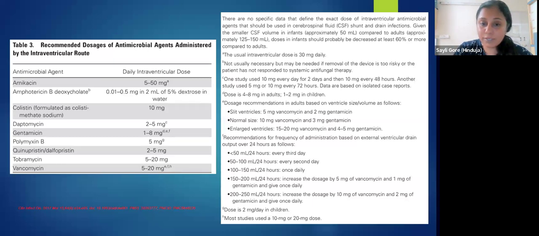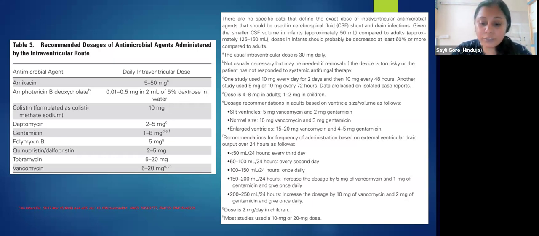And because of the extra CSF, there is high intracranial pressure as well. So because of the high intracranial pressure, there are some other things also coming into the picture. That's the reason why the frequency has been adjusted based on these two mainly. So the clinical pharmacist should keep in mind the drainage and the intracranial pressure to adjust the interval.